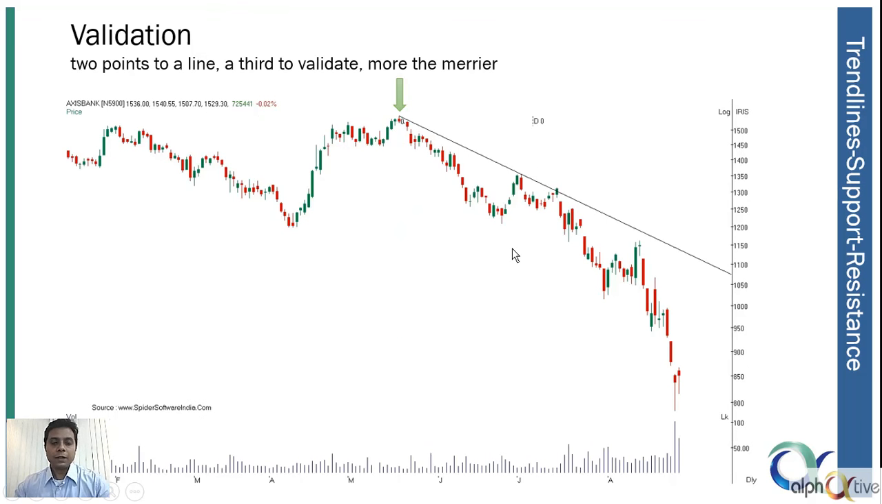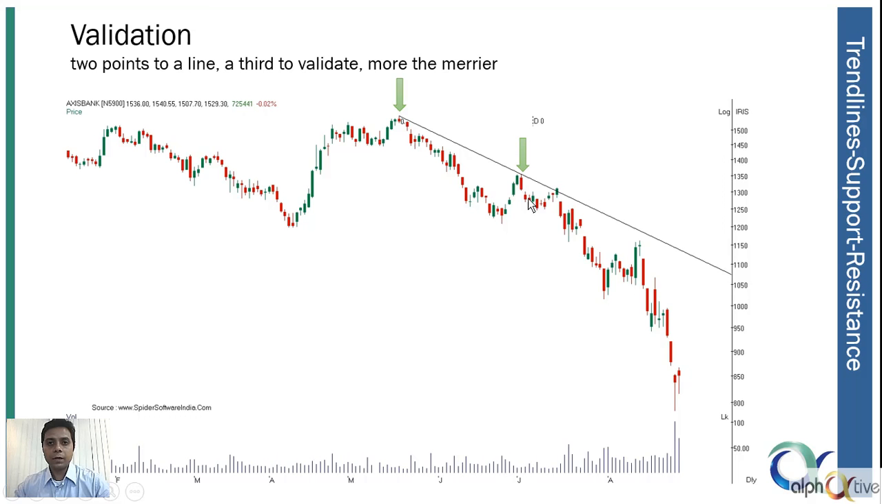This is a validation. So for any trend line or any straight line, you have the equation of y equal to mx plus c, so you will need 2 points to draw it. Let's take this example of Axis Bank. You have this high, so I have taken that, and you move on and find the next high. So you have taken that, and over here you have a nicely sloping down trend line saying that Axis Bank is weak and the trend is down.